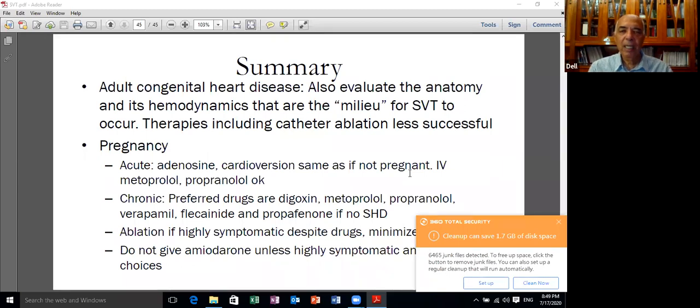So the diagnosis is a P wave with rapid heart rate and abnormal axis. So this is how we diagnose that.